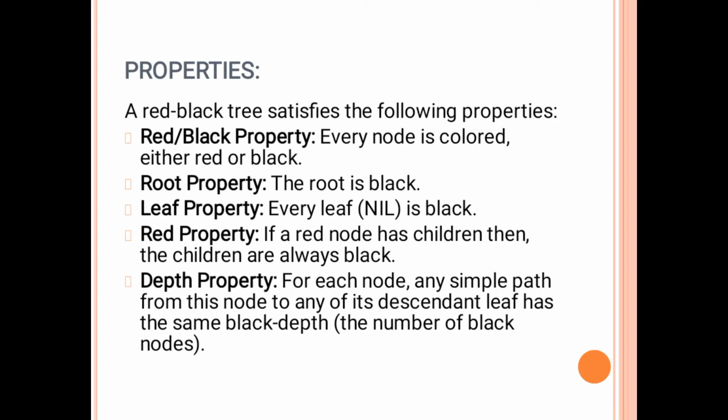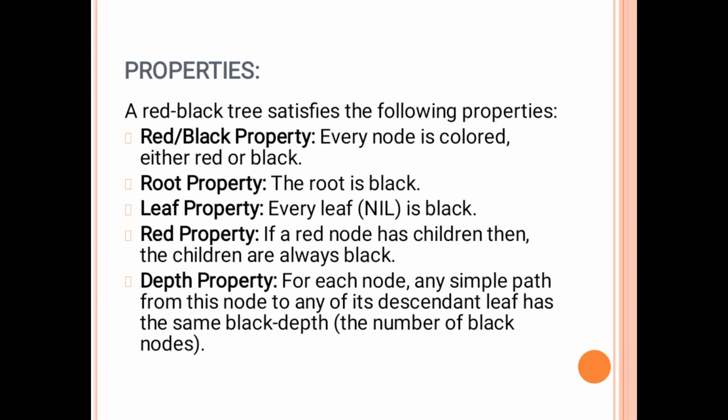Next, the leaf property. Every leaf is null. It means the leaf nodes have a black color. And the red property: if a red node has children, then the children are always black. It means that if a node is red, its children must always be black. This is one of the properties.